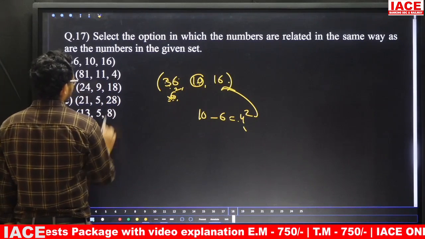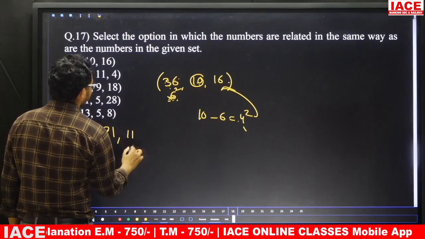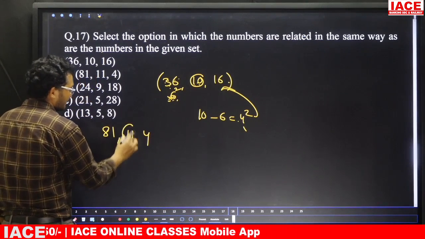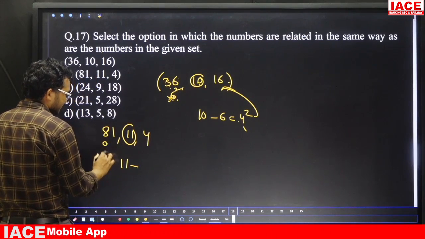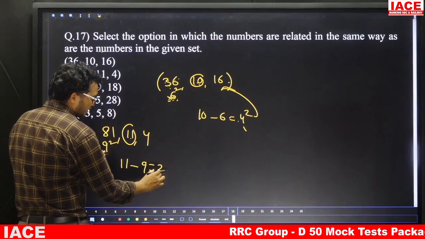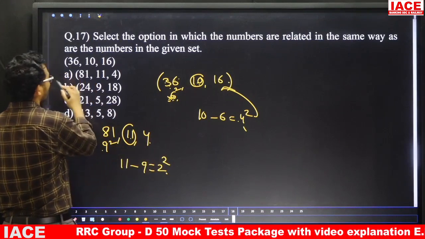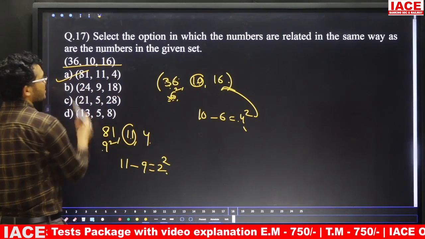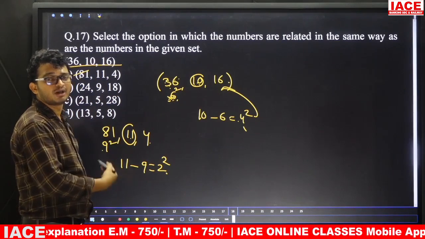Suppose, friends, take the first one, 81, 11, and the next one is what? 4. Friends, this one is what? 81 means we can write 9 square. So 11 minus 9. 11 minus 9 is what? Here 2. 2 square is what? 4. Yes. What is the logic followed by the given set? Option A has the same logic. So answer is what? Option A.